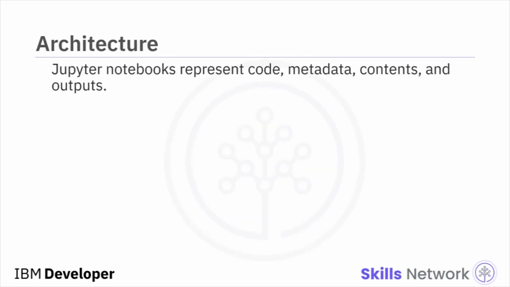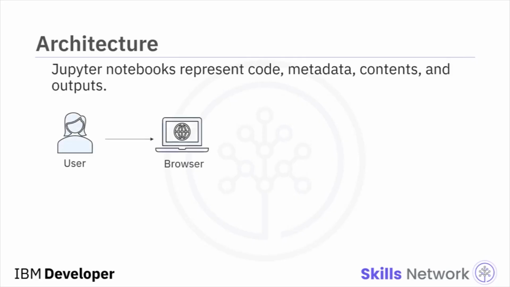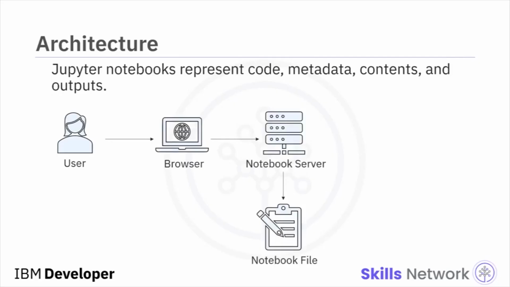Jupyter notebooks represent your code, metadata, contents, and outputs. When you save the notebook, it is sent from your browser to the notebook server. It saves the notebook file on a disk as a JSON file with a .ipynb extension. The notebook server is responsible for saving and loading the notebooks, and the kernel executes the cells of code contained in the notebook when the user runs them.